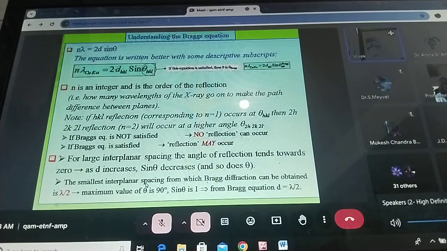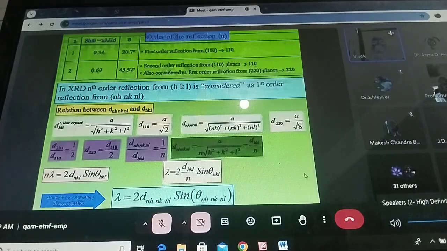The smallest interplanar spacing from which Bragg's diffraction can be obtained is lambda by 2, because the maximum value of theta is 90. So sin 90 is 1, and d HKL for n equal to 1 is lambda by 2. We cannot go above 90. Since sin theta is 1 from Bragg's equation, your interplanar spacing should be half of the wavelength.